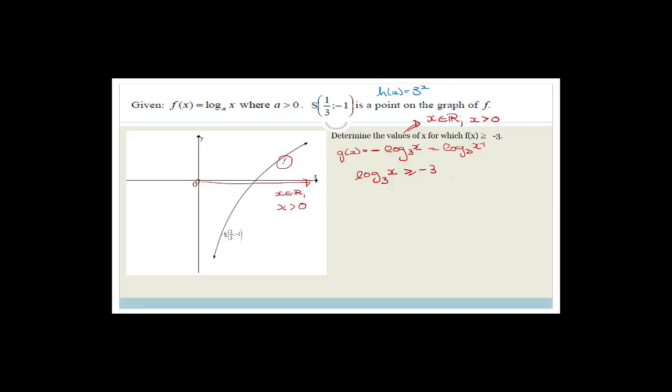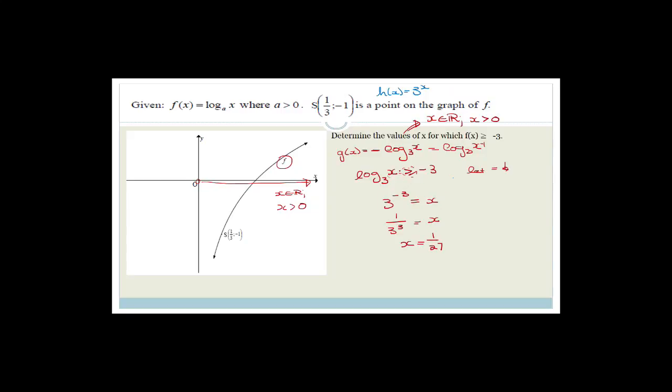Okay, so there are a couple of ways we can solve this. One of the ways is we can assume that this is equal. So we could say, let this be equal for a minute. Therefore, we can say 3 to the minus 3 is going to equal x. Therefore, x is going to be 1 over 3 cubed. Therefore, x is going to be 1 over 27.